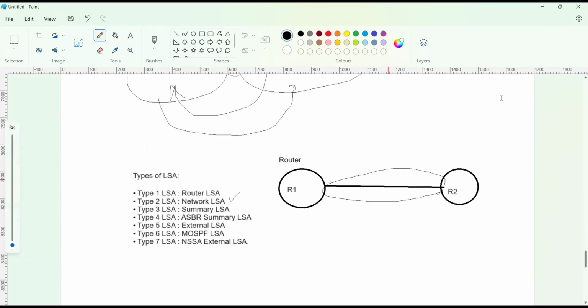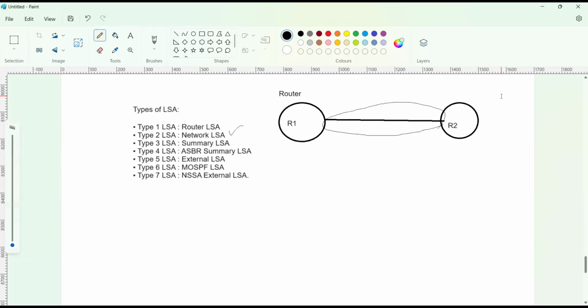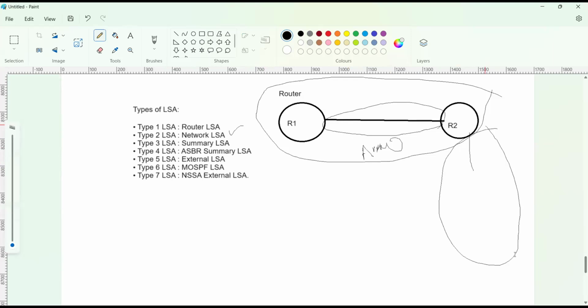Then now move to LSA 3. This is area 0 and area 1 connected likewise. This is area 1. In between area 0 and area 1, whichever router is originating the routes, we call that the summary LSA. This is ABR originating.